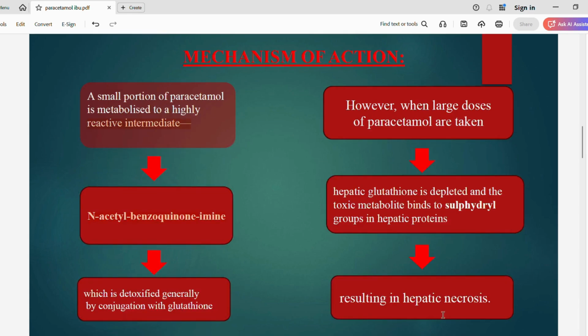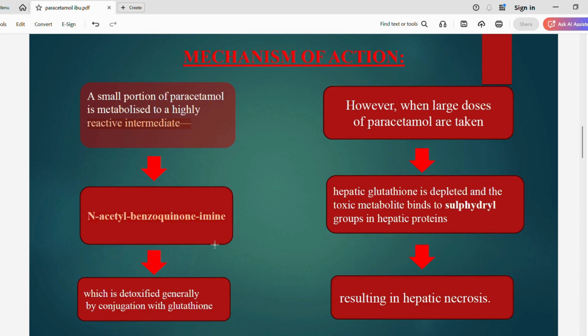Next is mechanism of action. A small portion of paracetamol is metabolized to a highly reactive intermediate. So first step is when the paracetamol is administered in the body, it will be converted into a highly reactive intermediate in the liver. So what is that intermediate? That is N-acetyl benzoquinone imine. So this is the intermediate form of the paracetamol.